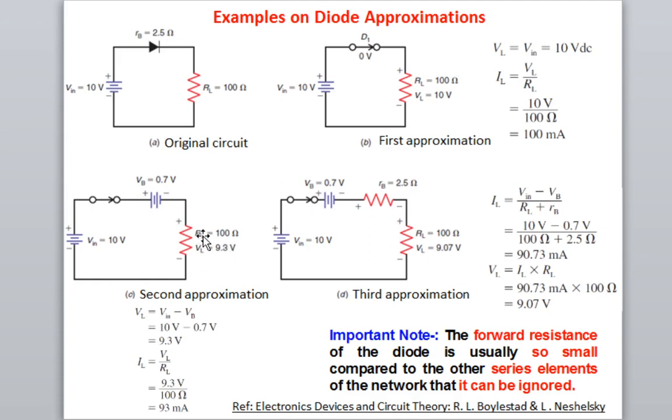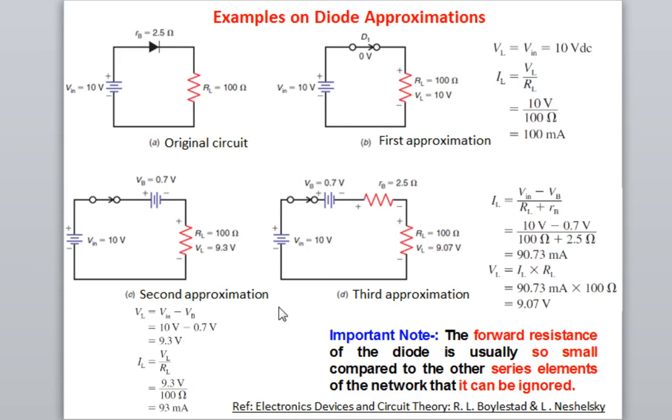Now VL is known, RL is known, so how much current will flow across the load resistance can be determined. IL will be equal to VL upon RL, so that is 93 milliampere. If you compare the first approximation and the second approximation, in the first approximation the voltage was 10 volt, here it is 9.3 volt. The current was 100 milliampere, here it is 93 milliampere.